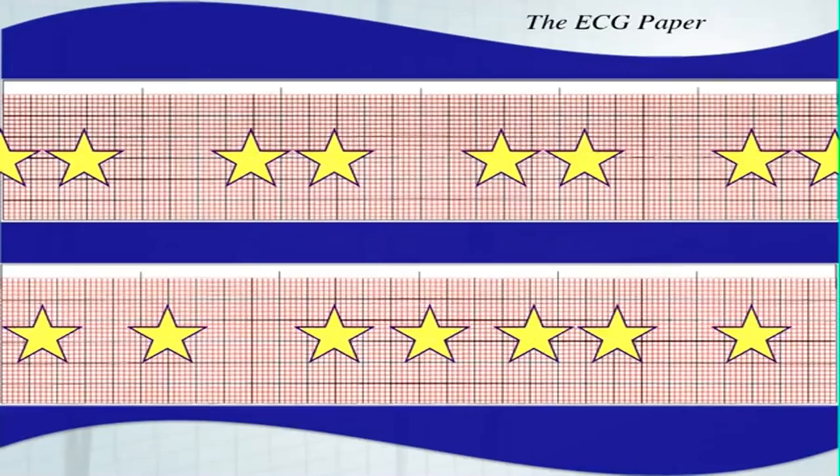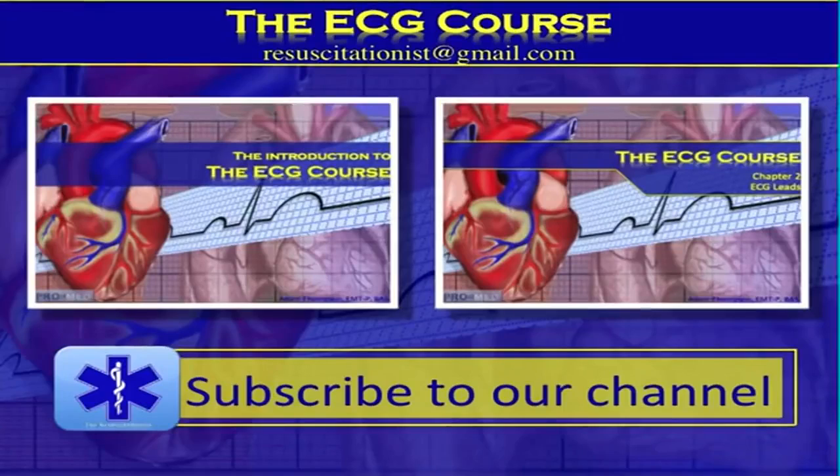So that's it for chapter 1 on the EKG graph. In the next chapter, we're going to start getting into the different EKG leads, and it's going to be very interesting. So go ahead and click chapter 2 if you're ready for that.